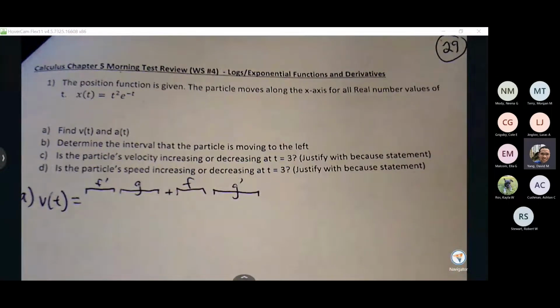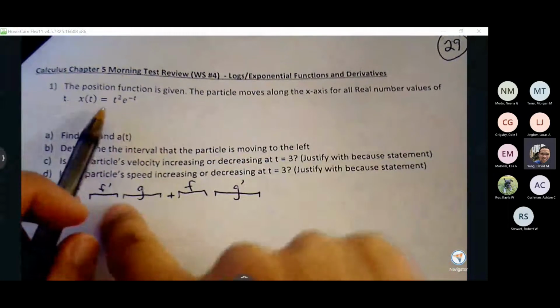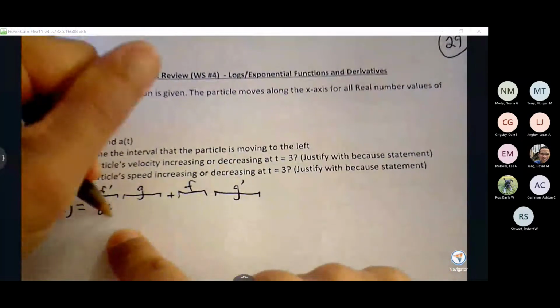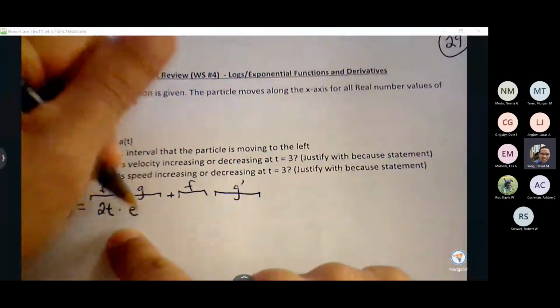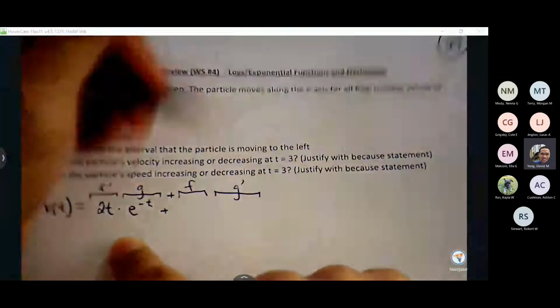Okay, f prime g plus f g prime. Okay, t squared becomes 2t. G function stays. Back to f.